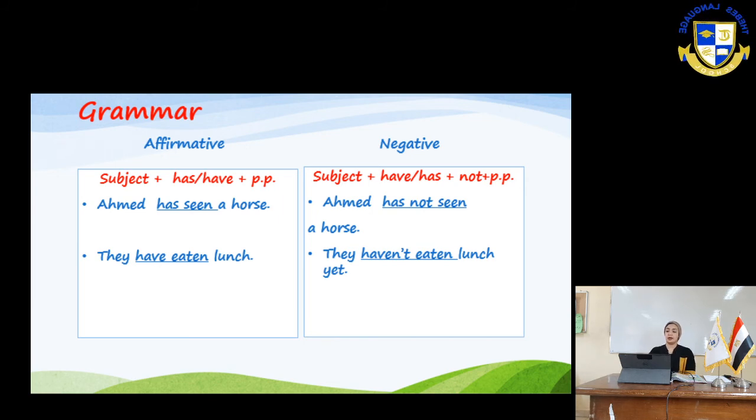The negative form, negative means to put not with the verb. The negative form: subject, have or has, plus not, plus PP. Example, Ahmed hasn't seen a horse. They haven't eaten lunch yet. The keyword yet comes in the negative form. Pay attention to this: yet, the keyword of the present perfect, comes in the negative form.